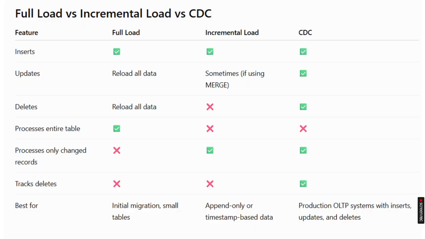Then next is tracking deletes. Only CDC will track the deletes. Full load and incremental load won't track the deletes. Then full load is best for initial migration and small tables. Incremental load is for append-only or timestamp-based data. And CDC is for production online transaction processing systems with inserts, updates, and deletes, friends. So you have to remember it, friends. Very, very important. We need to understand this.